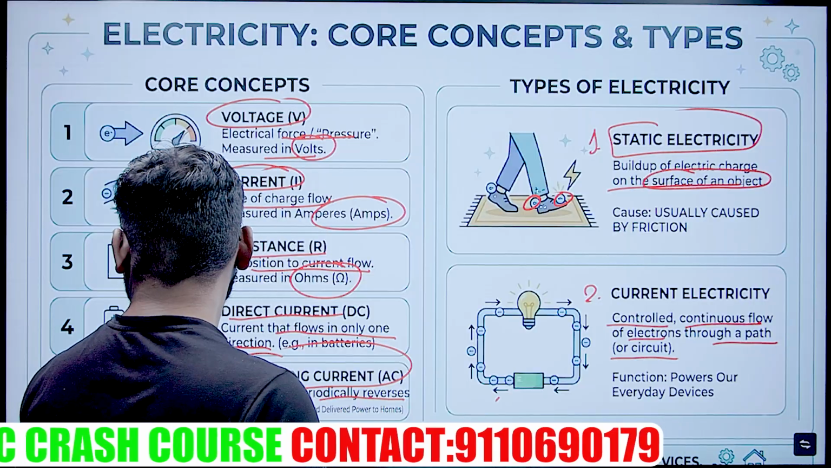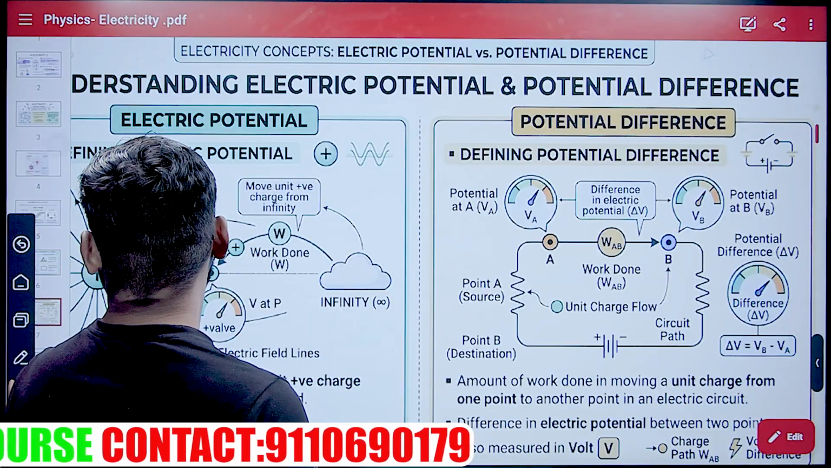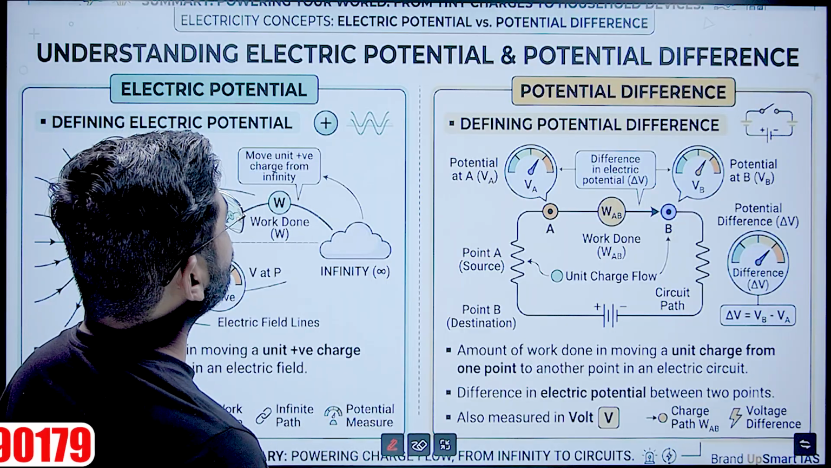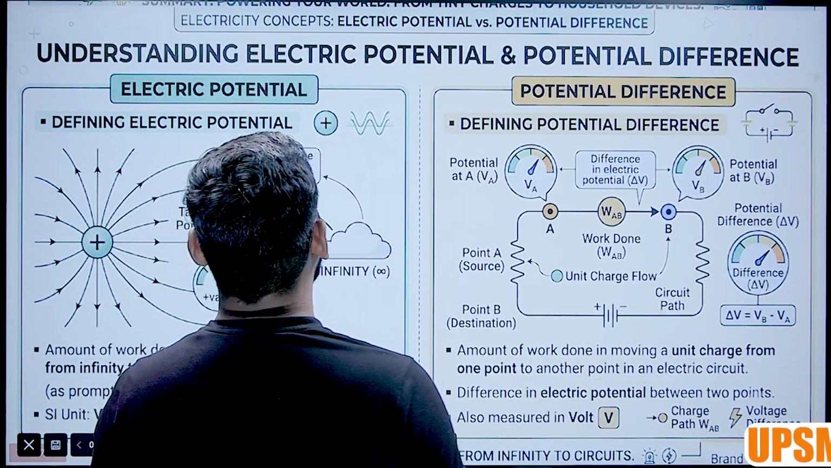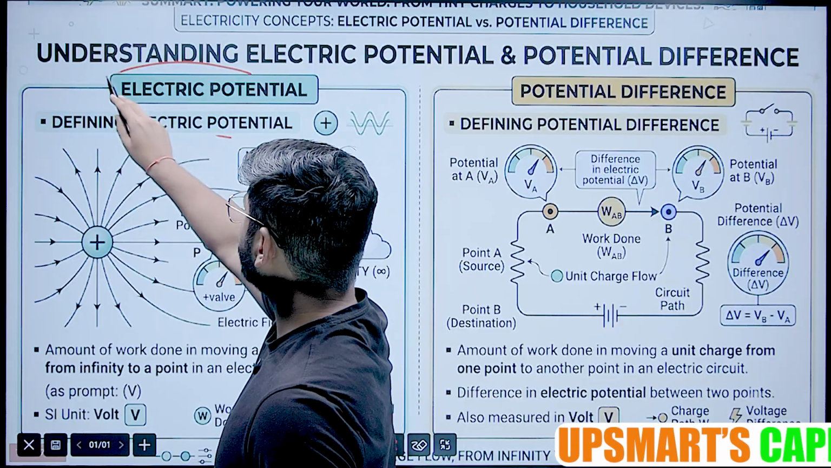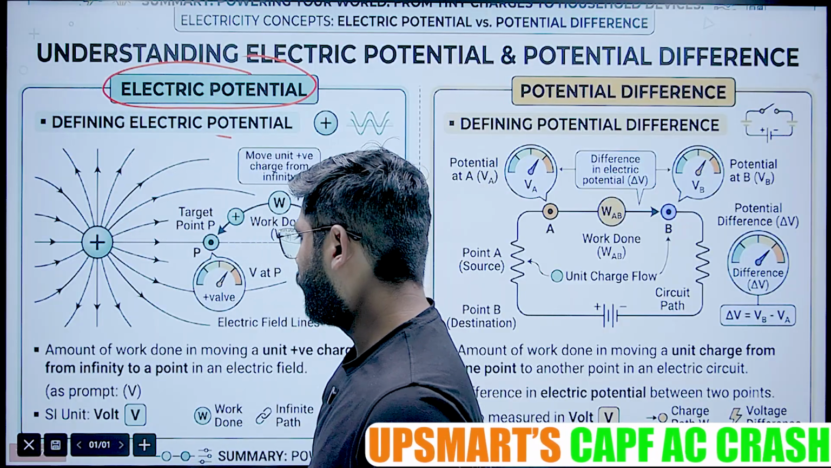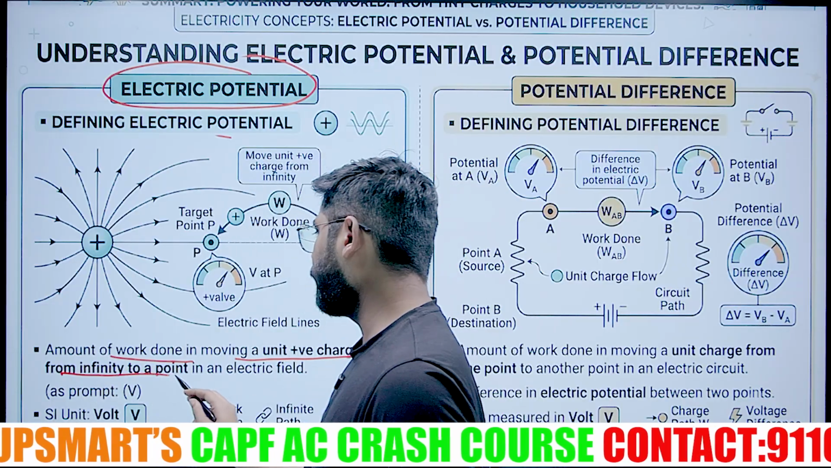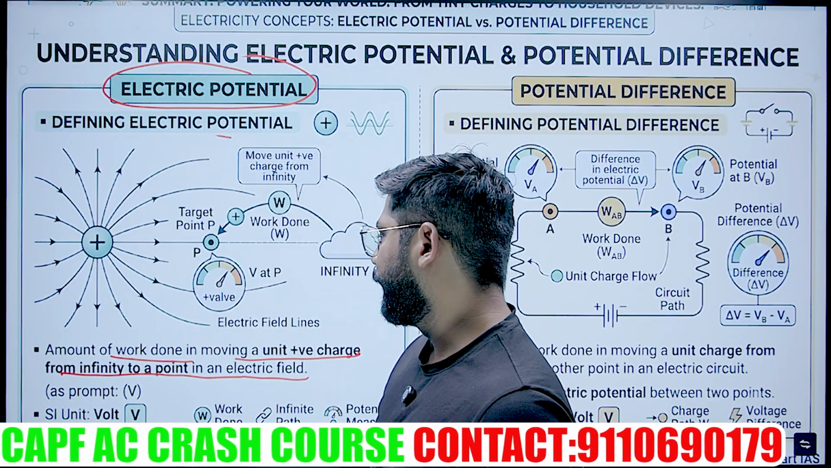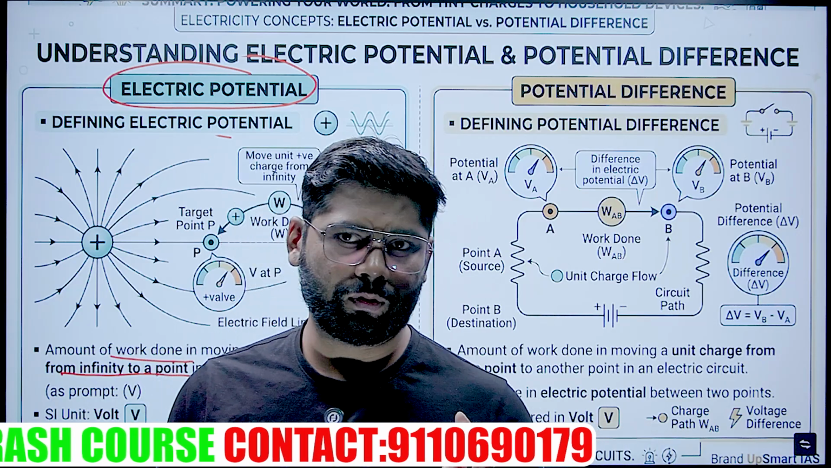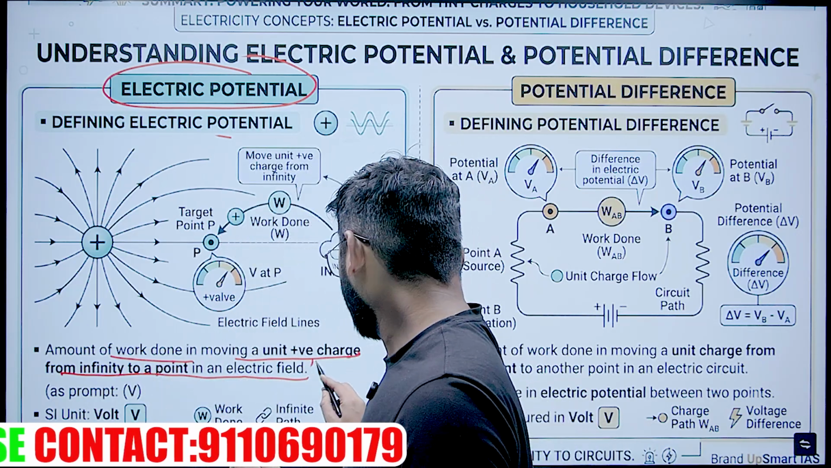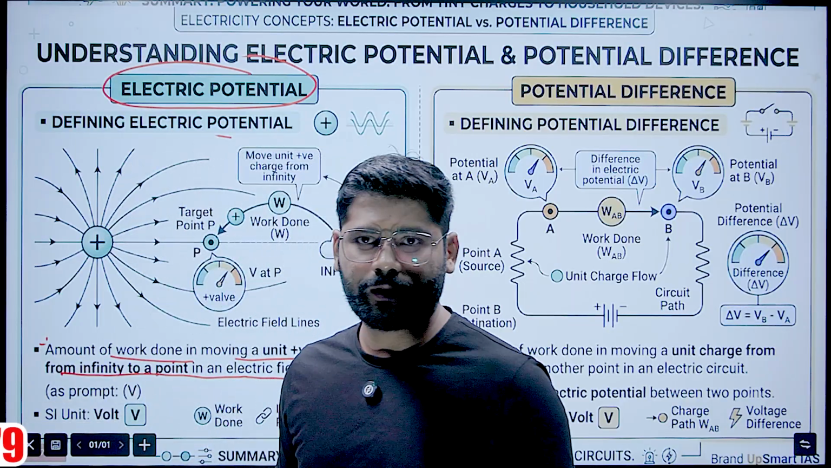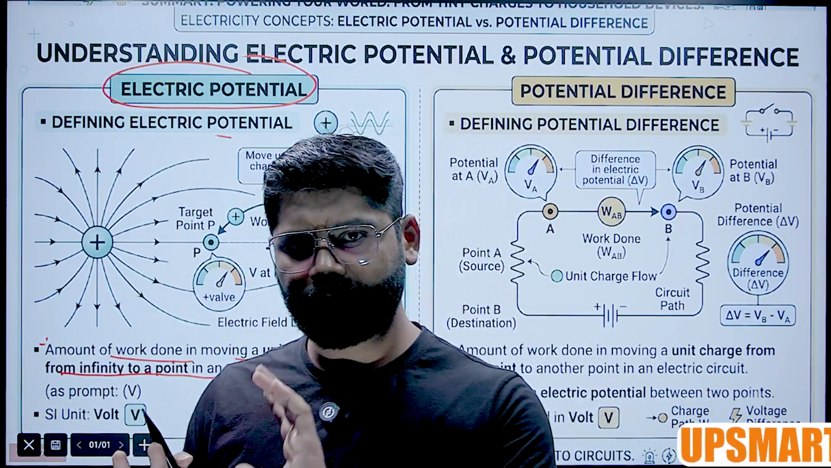Next is understanding potential and potential difference. What is potential and potential difference? When it comes to electric potential, what is it? It is the amount of work done in moving a unit positive charge from infinity to a point in an electric field. The definition looks very clumsy. Some people might understand it at first sight, some might not.